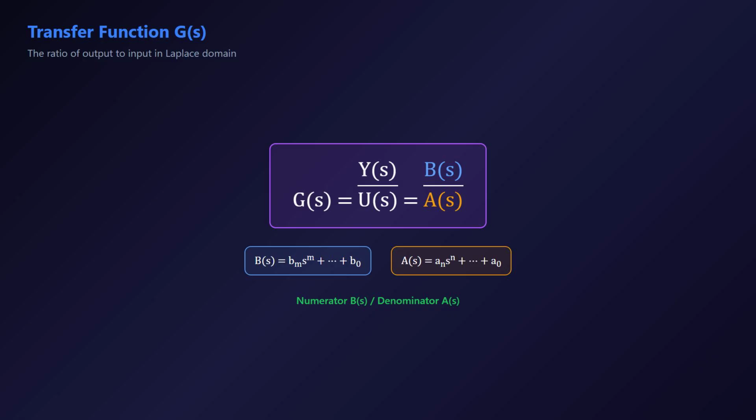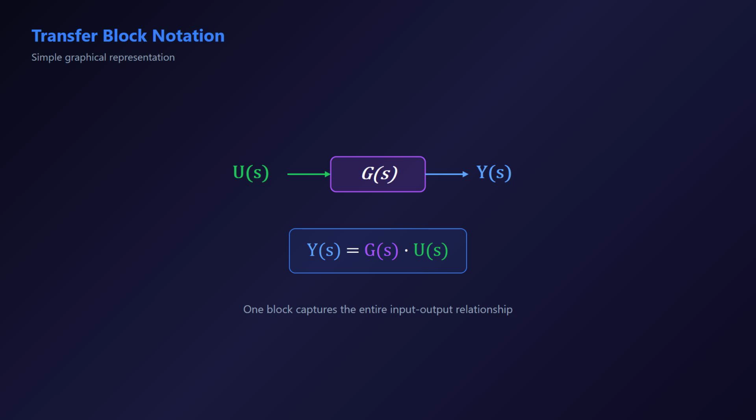After Laplace transformation, we can factor out Y(s) on the left and U(s) on the right. The ratio Y(s) divided by U(s) gives us the transfer function G(s). It equals B(s) over A(s), where B is the numerator polynomial and A is the denominator polynomial. We represent the transfer function as a block diagram.